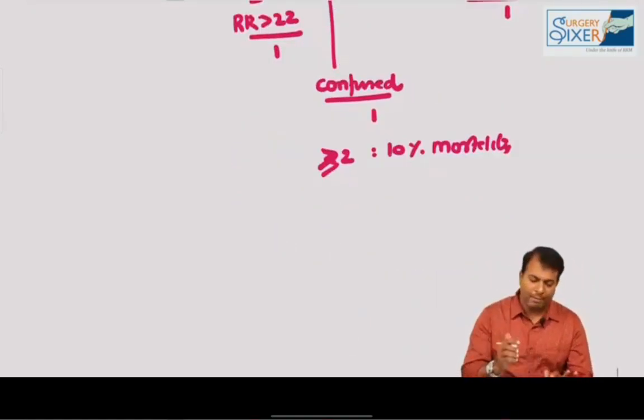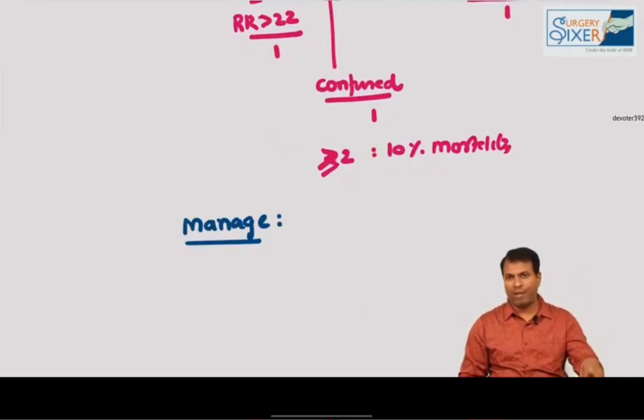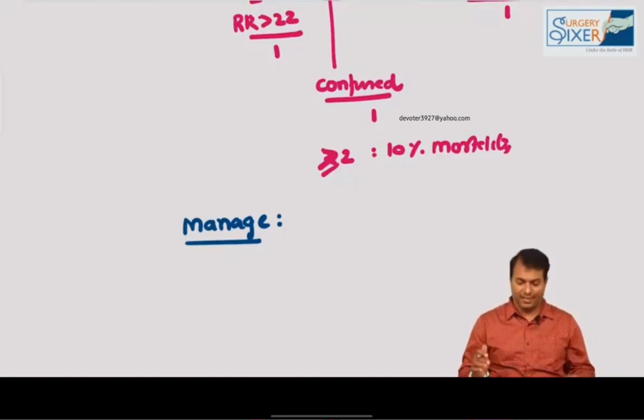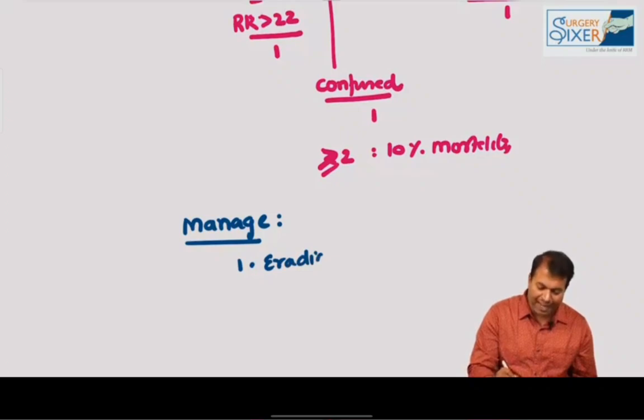So now we come to management of the septic shock patient. How are you going to manage a septic shock patient? All of you know very well, in a septic shock patient there is no fluid loss, there is no blood loss. The fluid and blood everything is pulled into the peripheral vessels. So first of all, the pathology is that somewhere there is sepsis. Eradicate the sepsis. Eradicate the septic foci. That is the most important point.